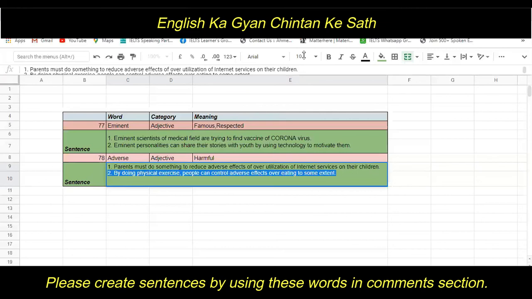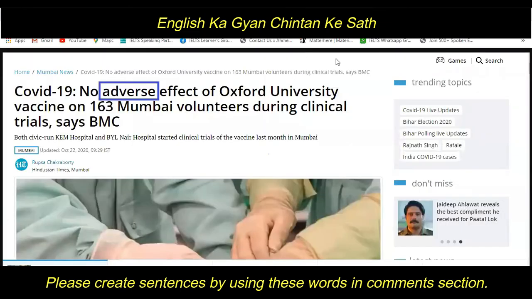Now let me go to the article in which the word adverse has been utilized. The sentence is something like this: no adverse effect of Oxford University vaccine on 163 Mumbai volunteers during clinical trials. The statement is from BMC. It means BMC has tried out a clinical trial on some 163 individuals of that vaccine, and no adverse effect, no harmful effect has been found.